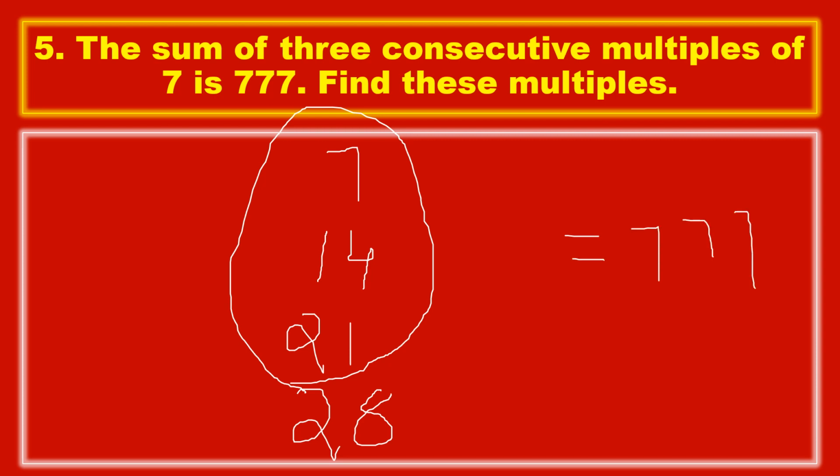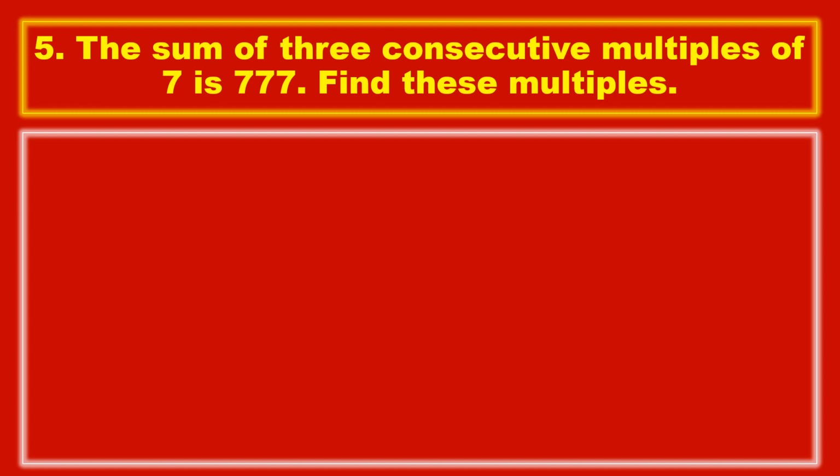But if I add these 3, I am not getting 777, because if you add these 3, it is a very small value. So what are the consecutive multiples of 7 that, when I add, give 777? I have to find out. Here we know the 7 table: 7, 14, 21, 28. Let me take only 4 multiples.